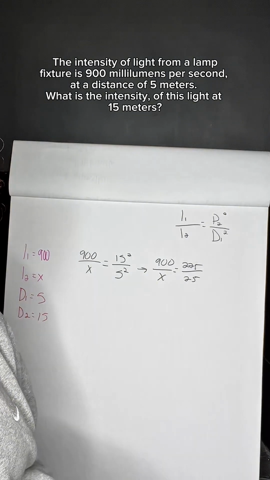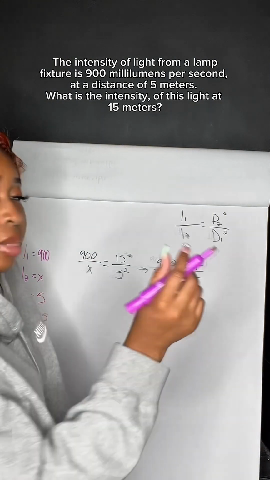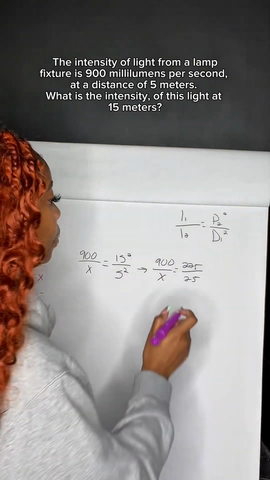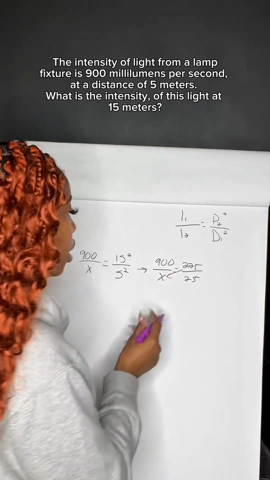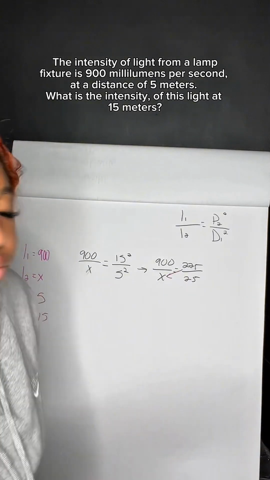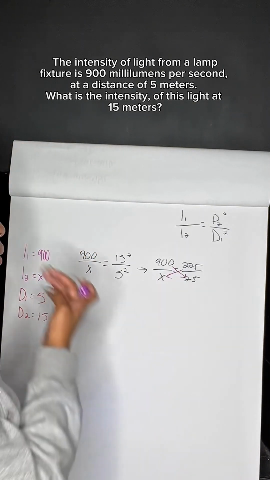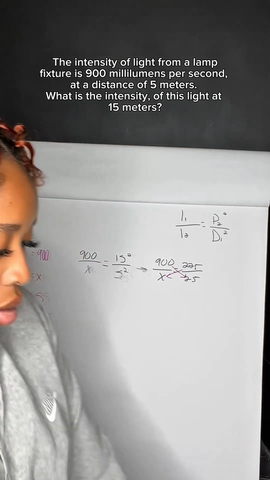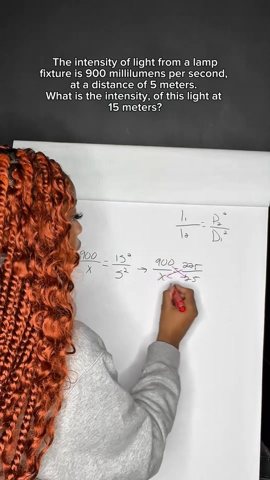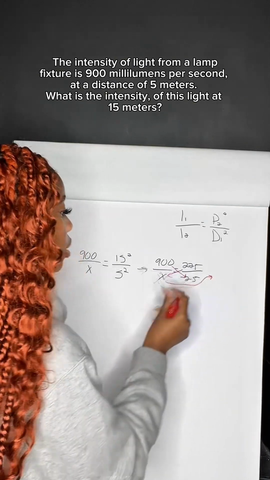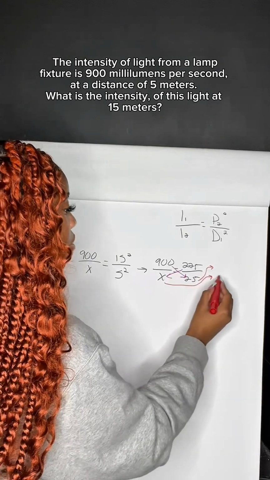And this is where you start to figure out the problem. You're going to cross multiply 225 by x and 900 by 25. So these two numbers will go here on the bottom. These two numbers will go on top.